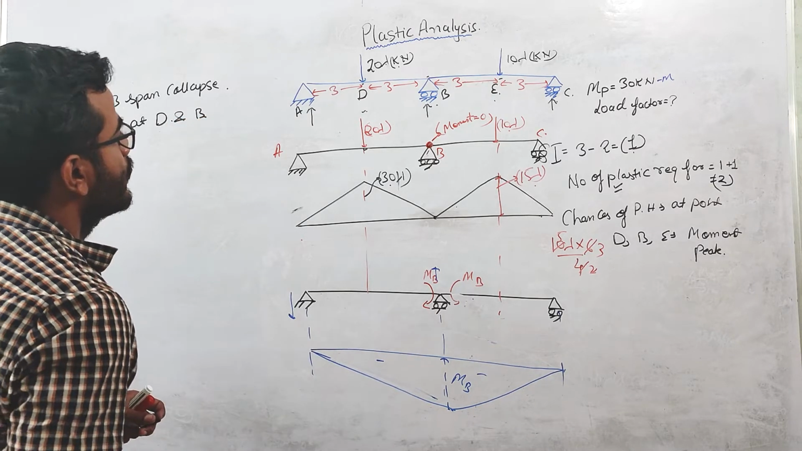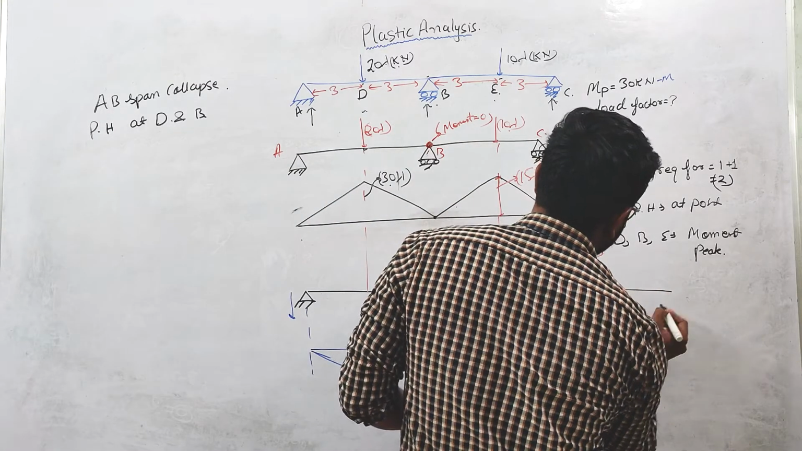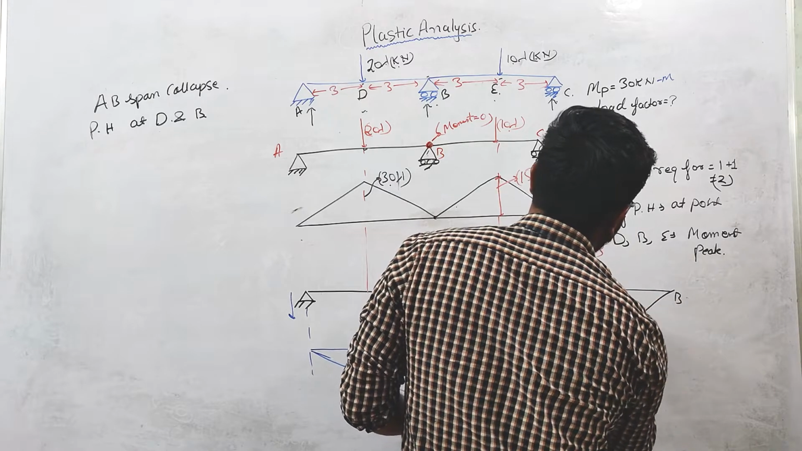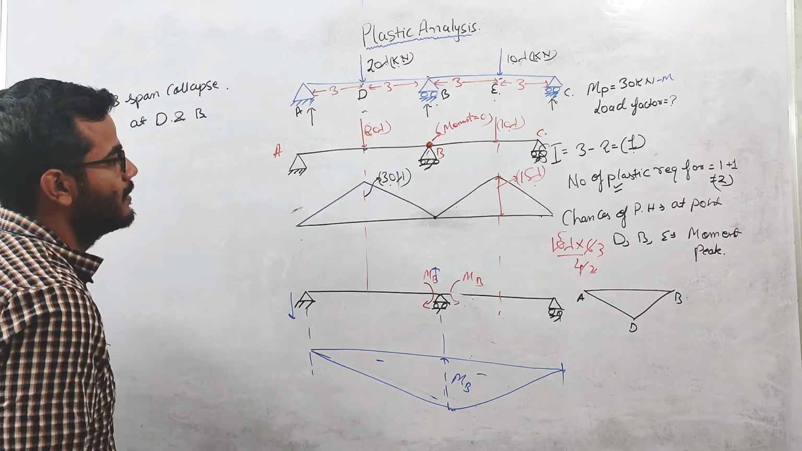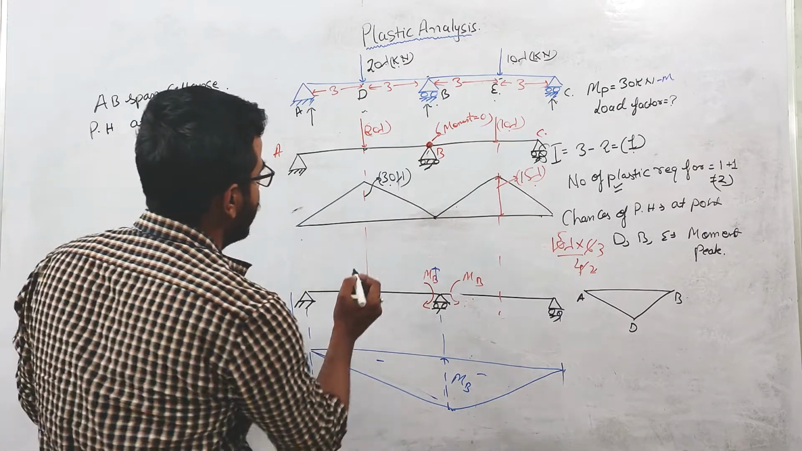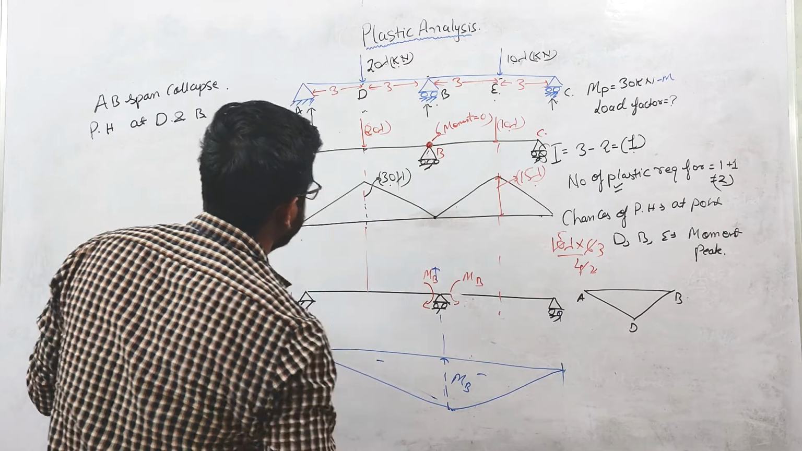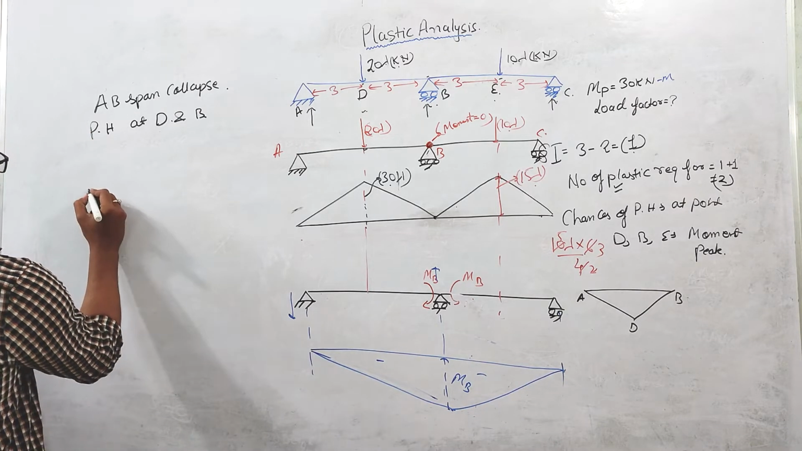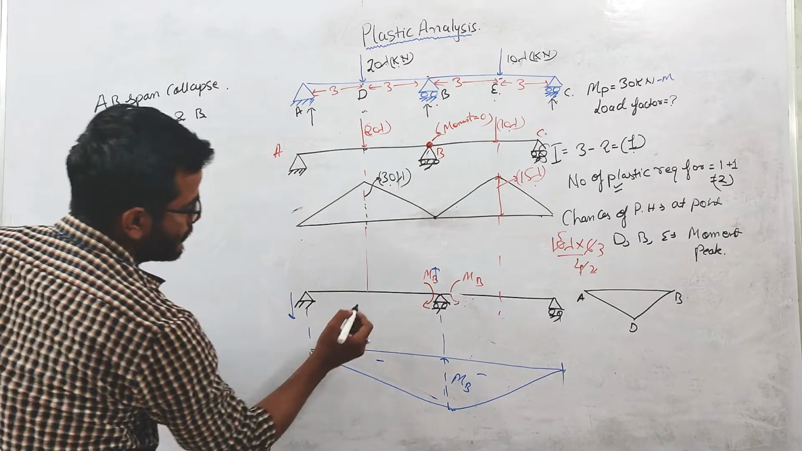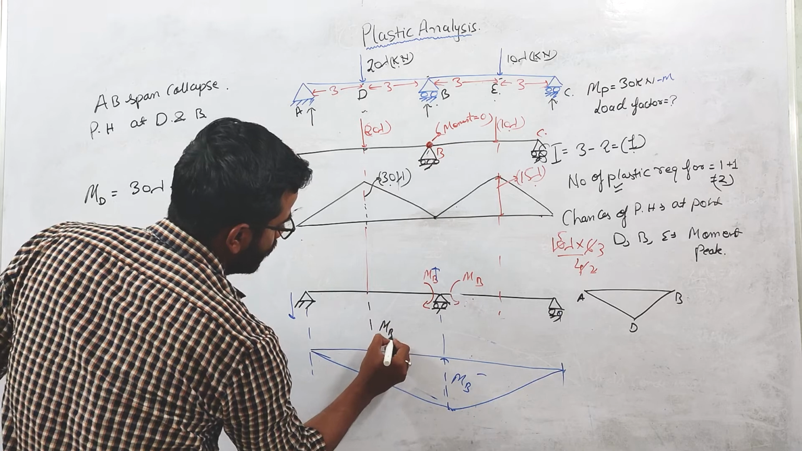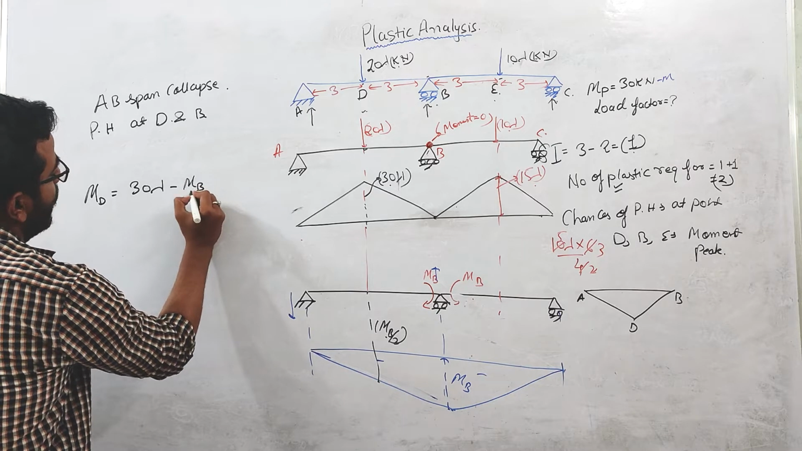So when this AB portion collapses, it will look like this. This is D point, this is B point, this is A point. This movement is during collapse. When this happens, we will write the static equilibrium equation of moment at this D point. So MD equals 30 lambda minus MB by 2 by linear interpolation. We have already discussed this in the last lecture. This will be MB by 2.